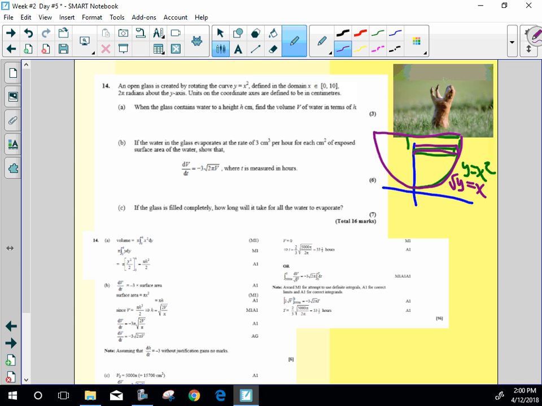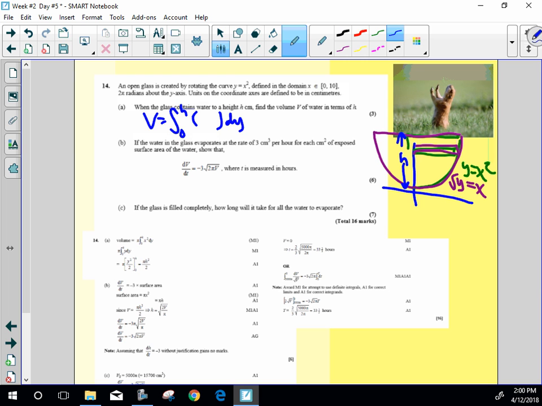When the glass contains water at a height h, so this is my height. What do you call that, x or y? It's y, isn't it? When the glass contains water to the height h, find the volume of the water in terms of h. Okay, so the volume is the integral from 0 to h of the equation what? dy.